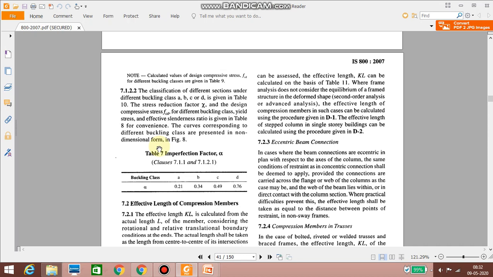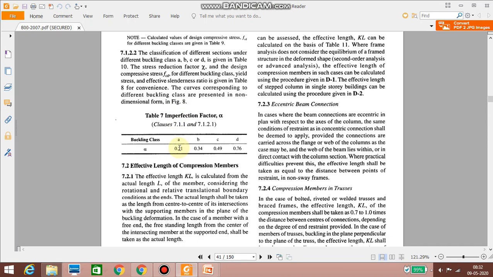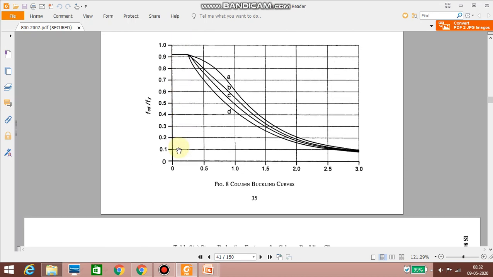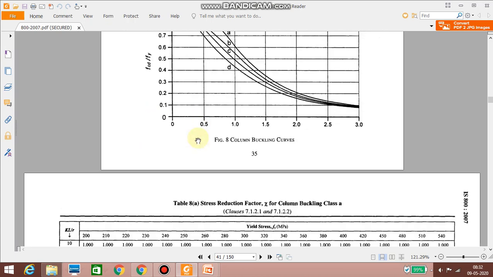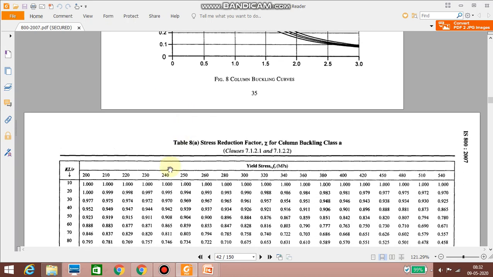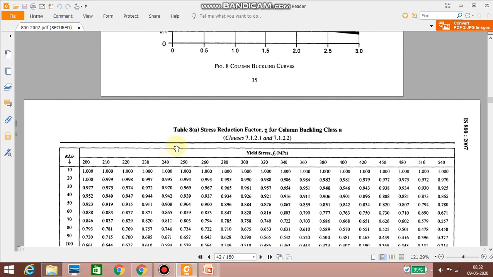So these are the imperfection factors, and the curves corresponding to different buckling classes are presented in a non-dimensional form in figure number 8. So here you can see the figure number 8. Here for various buckling classes, non-dimensional values are given for various values of FCD divided by Fy. Whenever we take problems, we will look into all this. Now these tables are very important.